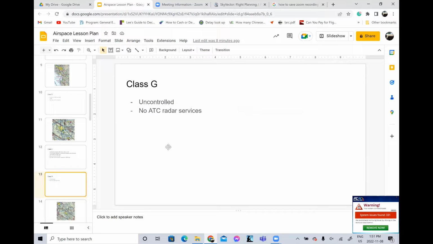Lastly, we have class Golf airspace. This is uncontrolled airspace. ATC has no jurisdiction over it. You're on your own, basically.